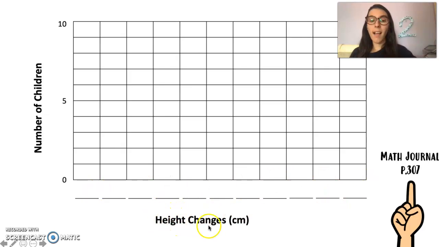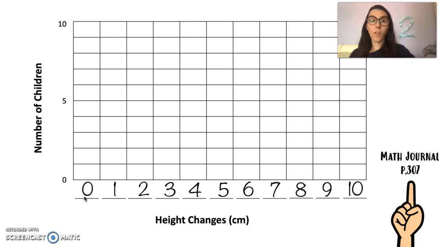Okay, so it says height changes, centimeters. So what you are going to write there is you are going to write numbers 0 all the way to 10, okay? Because that is going to represent how many centimeters the children grew from one year to the next. Then on the side, you can see that it says number of children. So we are going to be filling out this bar graph to show how many children grew how many centimeters.